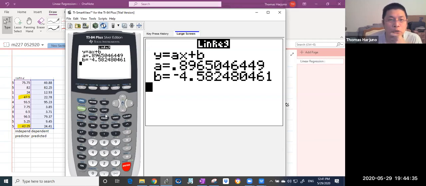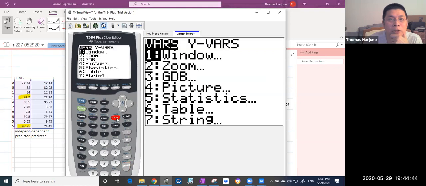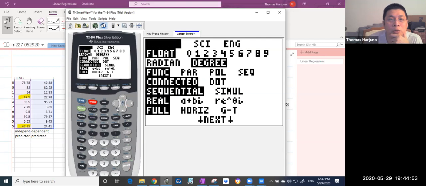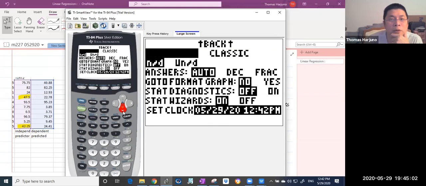It's actually something to do with the way I set up my calculator. Give me a second. Let me do this first. I think I need to go to variation, the y variance. Oh, no, no. I need to go to mode. I need to go to mode and then go down further, further. Go to the stats diagnostic, and then turn it on.